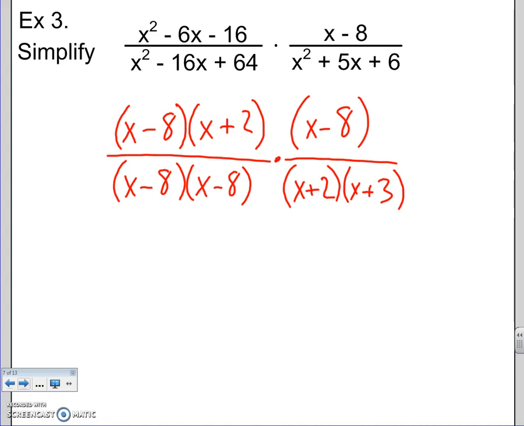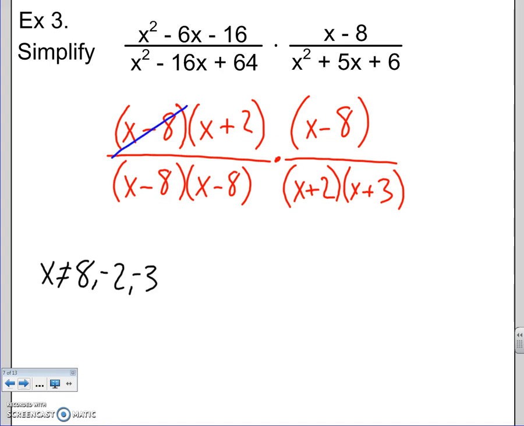All right, now before I cross out, I define my restrictions. Set the whole bottom equal to 0, find what x cannot be. So I already know that x can't be positive 8, can't be positive 8, that's a repeat. Can't be negative 2, can't be negative 3. Right here, I just change the sign, but it's a repeat, change that sign, change that sign. Once we have the restrictions, cancel out the repeats, the common factors, and we're done.